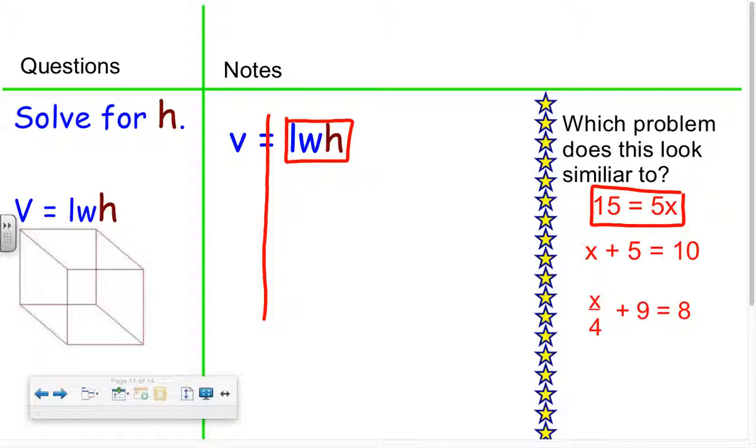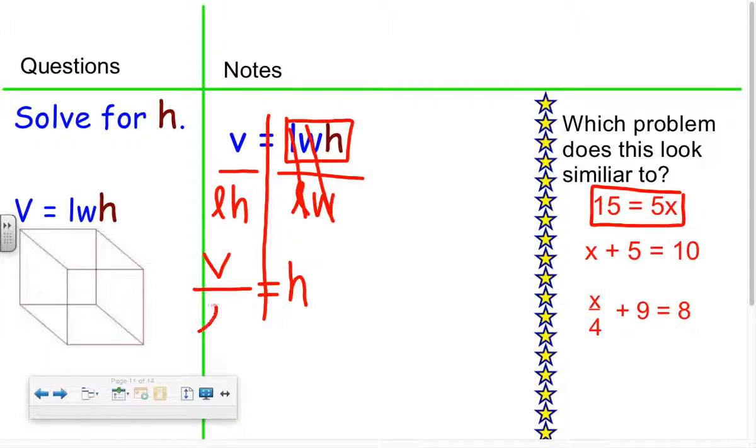I want to get h alone, so h stays, and I'm going to get rid of the L and the W. I can divide by both of those at the same time. I don't have to do it separately. So the L's cancel, the W's cancel, and I'm left with h equals V over LW. So height equals the volume divided by length times width. I know I did this one correctly because I was supposed to solve for h, and h is what I have isolated on the right-hand side.